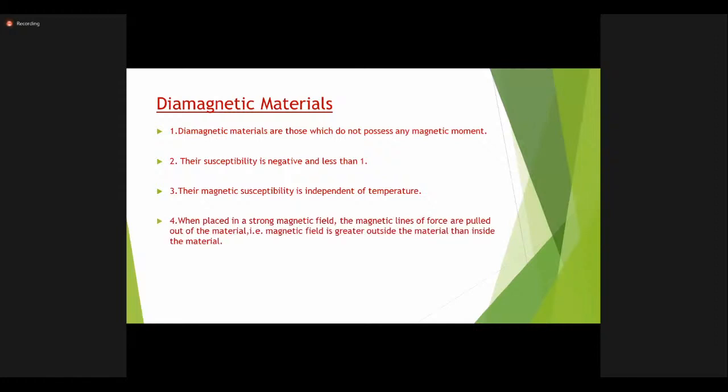When placed in a strong magnetic field, the magnetic lines of force are pulled out of the material. That means even if you place a diamagnetic material in a strong magnetic field, the field will be greater only outside the material and not inside the material. Examples of diamagnetic material are air, water, gold, etc.